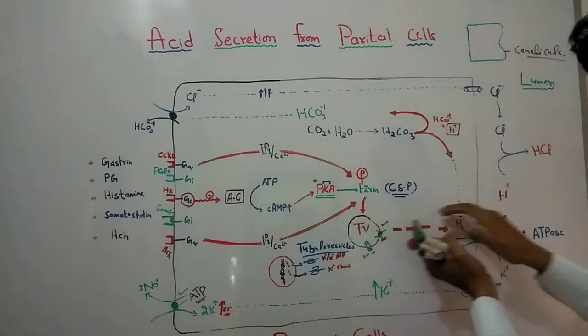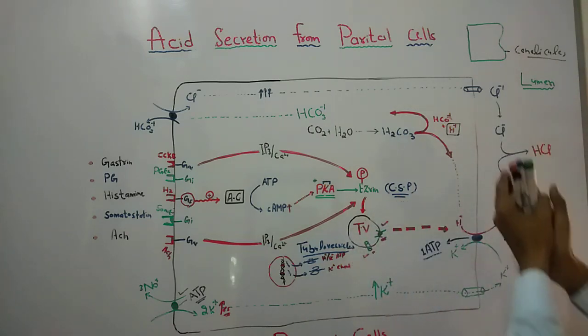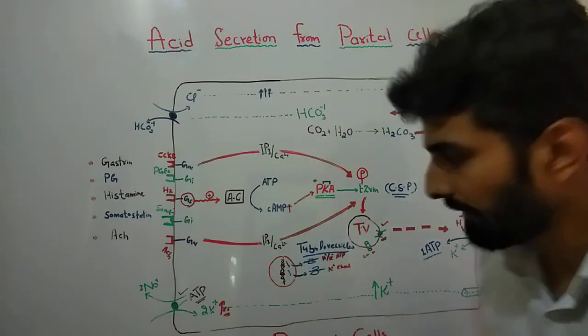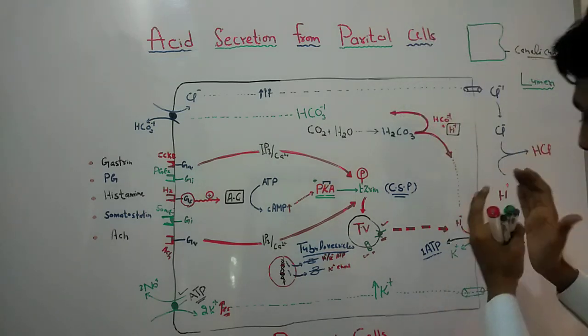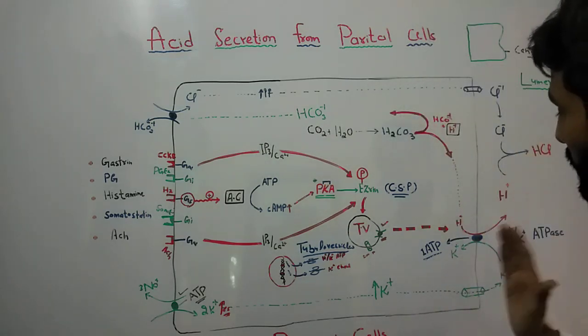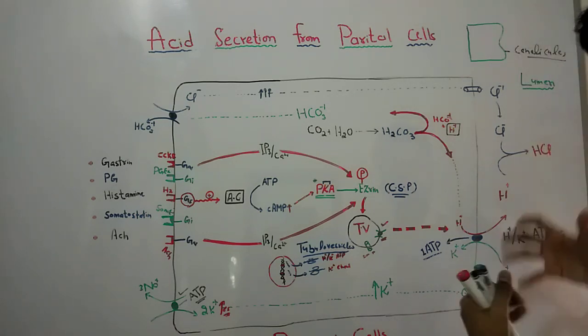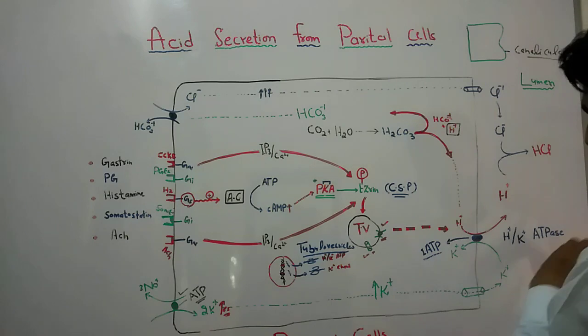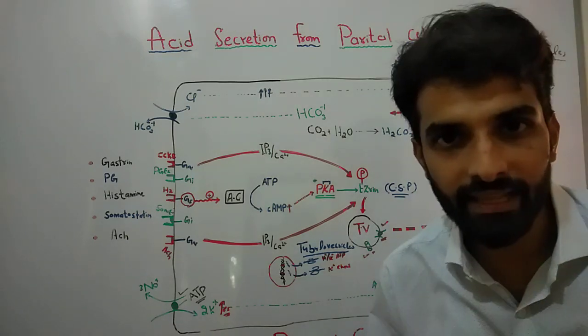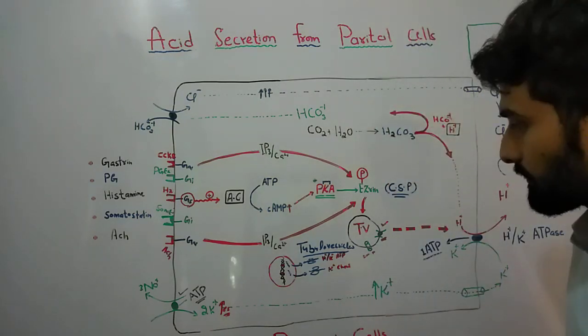These tubulovesicles will be transported and fused with the apical side of the parietal cell, and when they get fused with the plasma membrane, they will get activated and start transporting hydrogen ion out of the cell and potassium into the cell. Getting it? Okay.